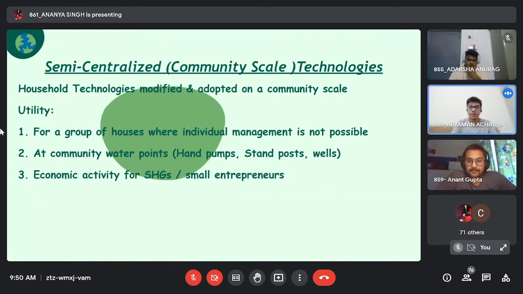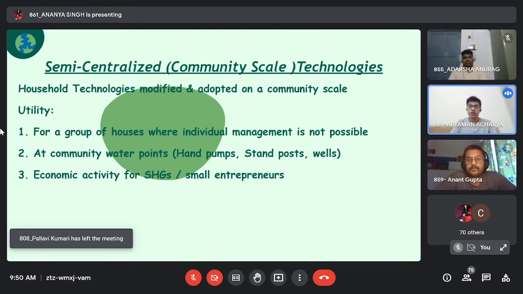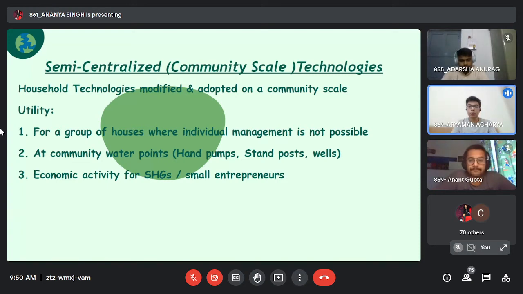I would like to talk about semi-centralized community scale technologies. These are household technologies modified and adopted on a community scale. It has the following merits. It can be used for a group of houses where individual management is not possible, and it can be used at community water points such as hand pumps, stand posts, and wells. It can also be used as an economic activity for self-help groups or small entrepreneurs.